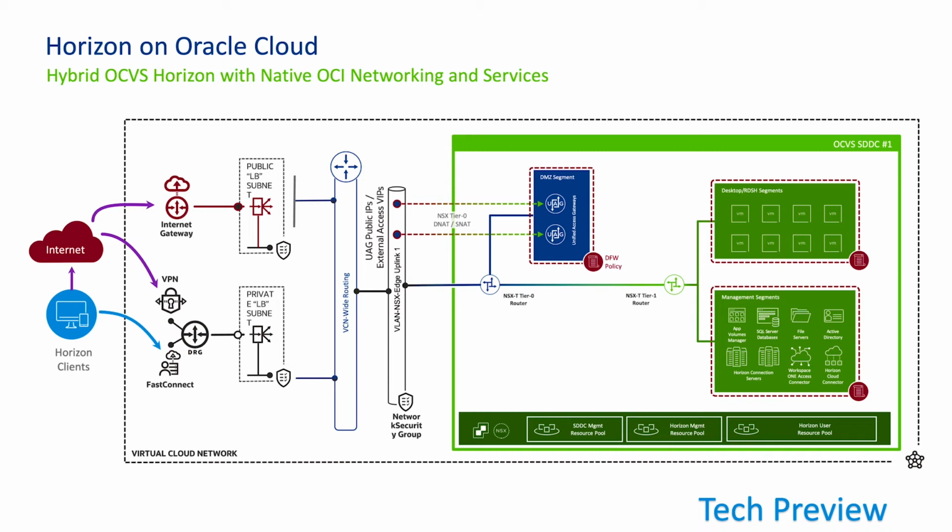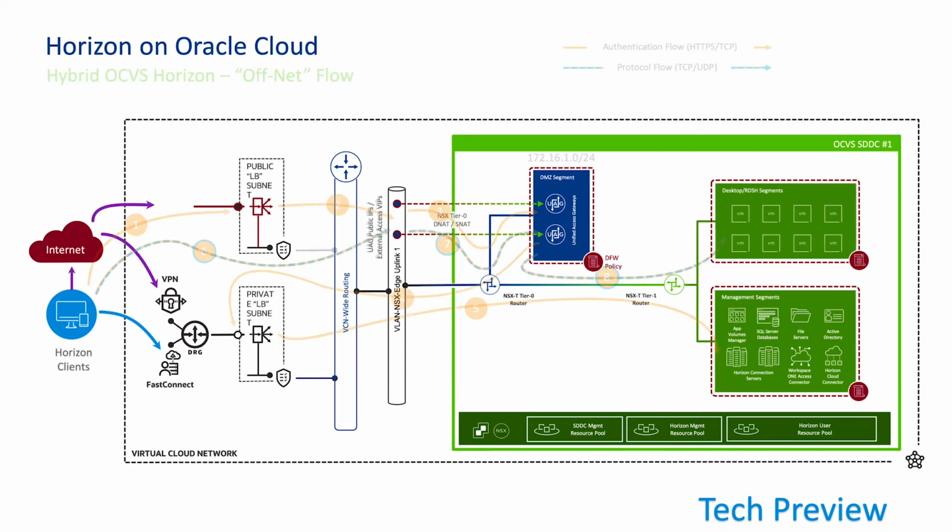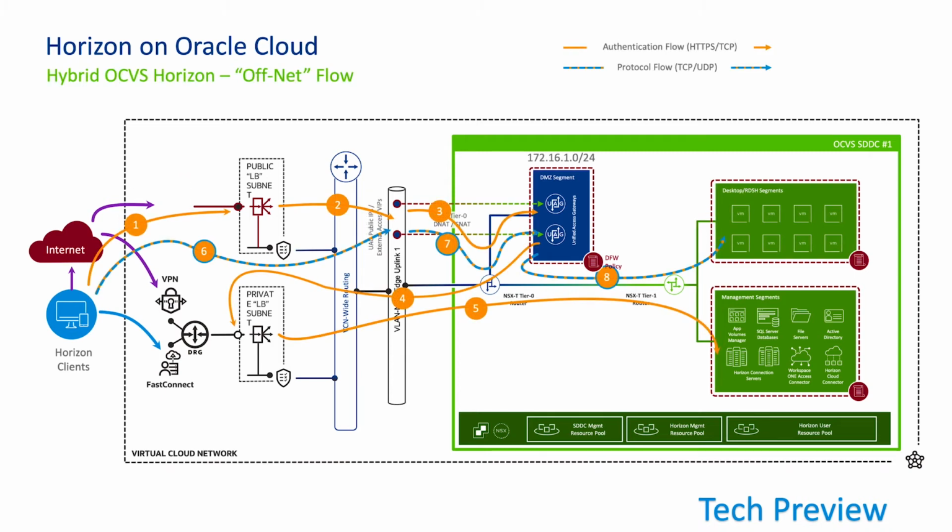Now we're going to talk about the traffic flow for off-net users that are accessing their Horizon environment. These users are able to access a connection server and get a desktop through the internet. As they traverse the internet, they get pushed to a public load balancer. The public load balancer pushes it through into the DMZ to your unified access gateways. This then authenticates the user, pushes it back through into the private subnet load balancer, and issues a desktop.